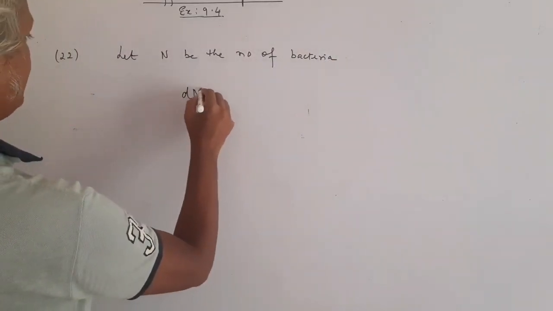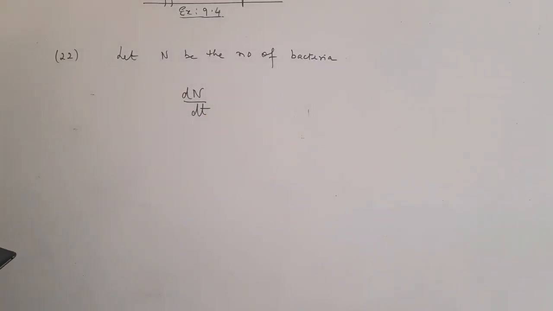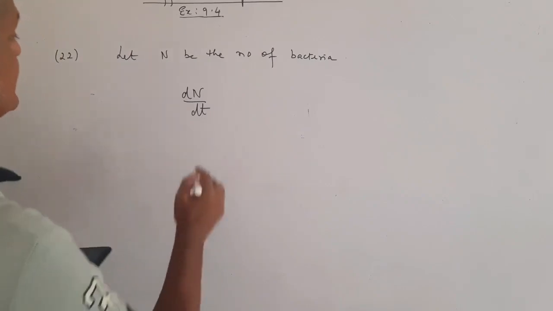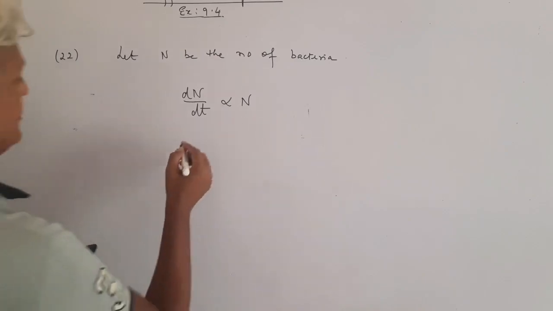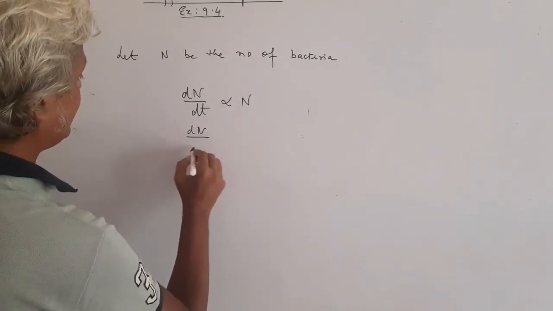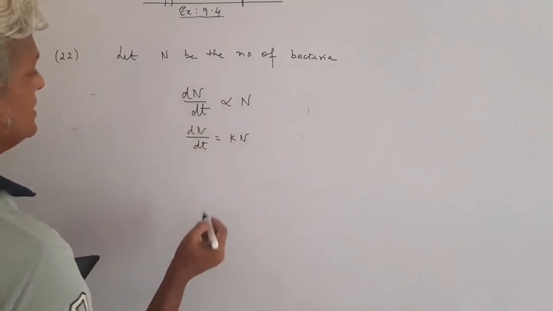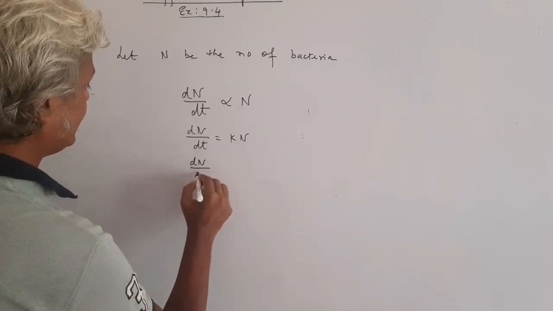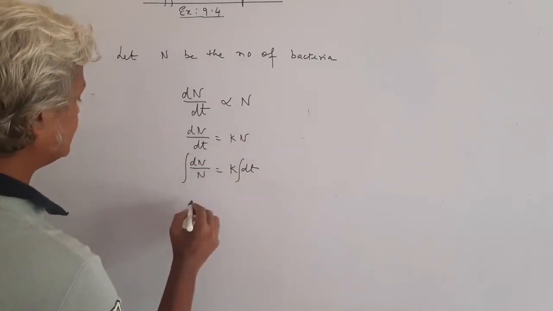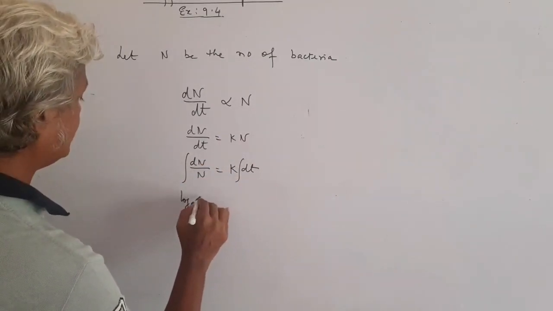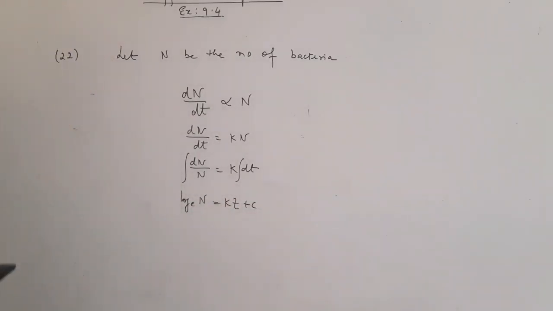Therefore, dN by dt, the rate of growth of bacteria, is proportional to the number present, that is proportional to the number itself. So we frame it: dN by dt is a constant times the number, so dN by N is k dt, so log N to the base e is kt plus c, where c is the constant of integration.